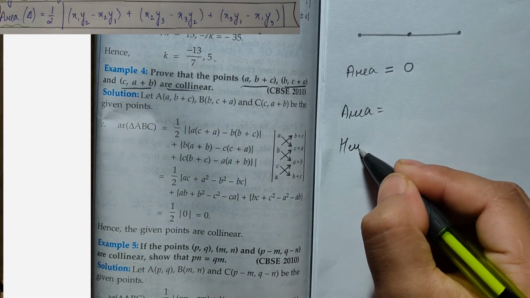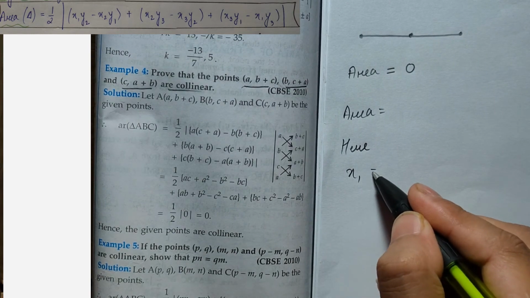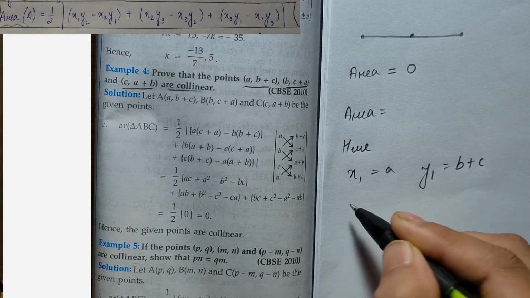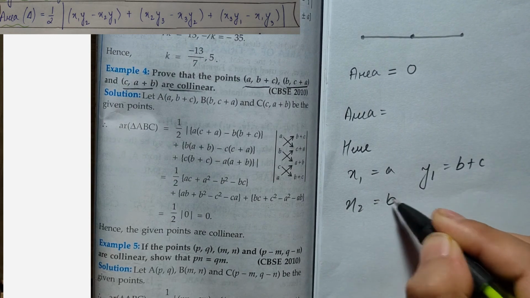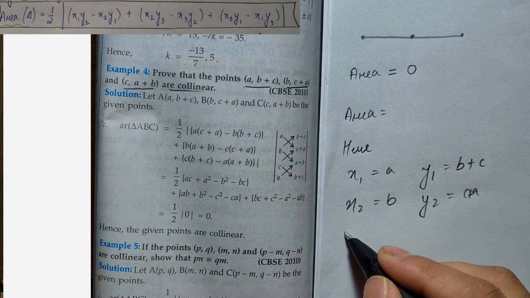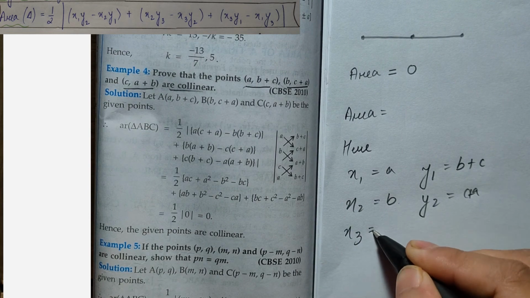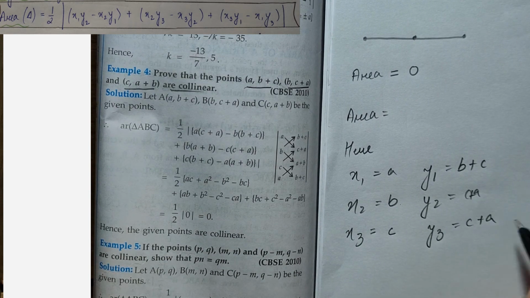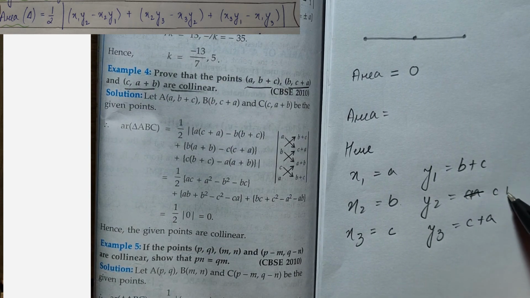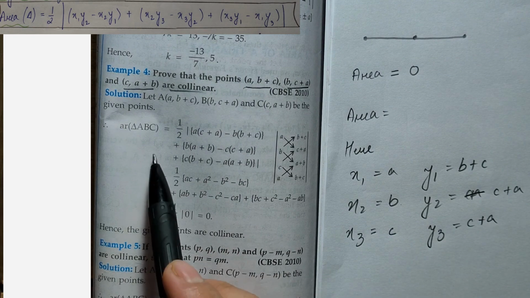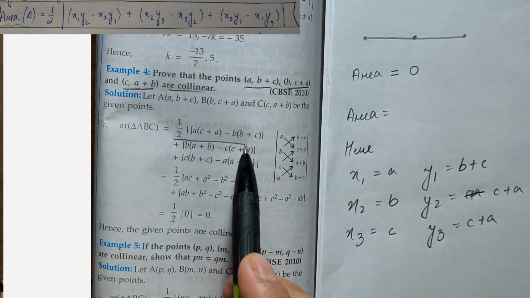So here, your x1 is equal to A, y1 is equal to B + C, x2 is equal to B, y2 is equal to C + A, x3 is equal to C, and y3 is equal to A + B. On substituting these values in the formula, we get this.